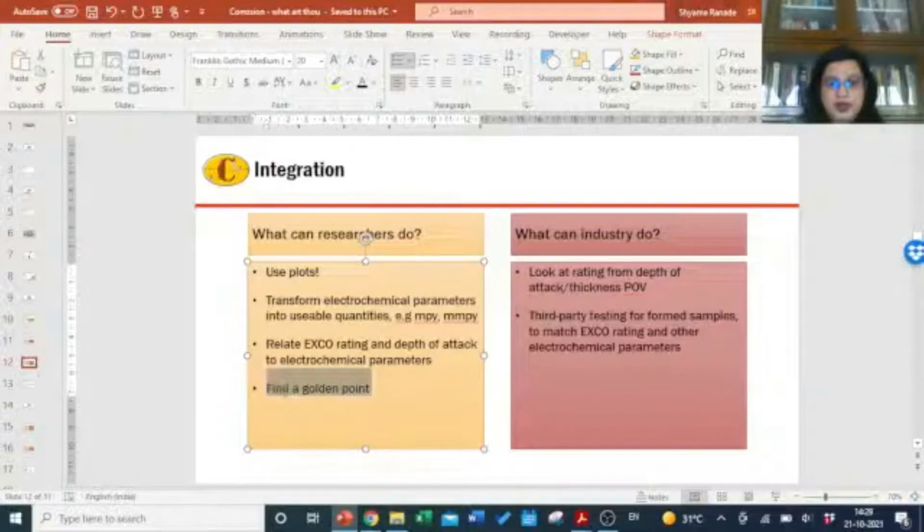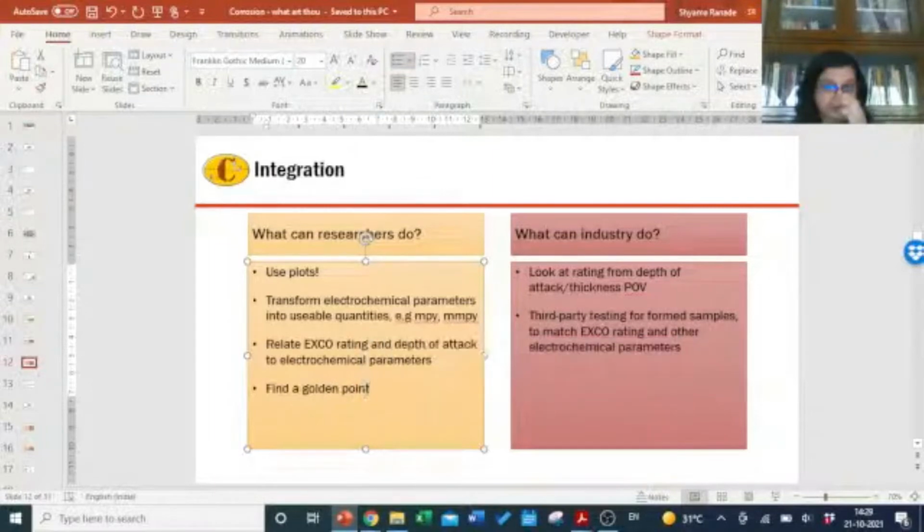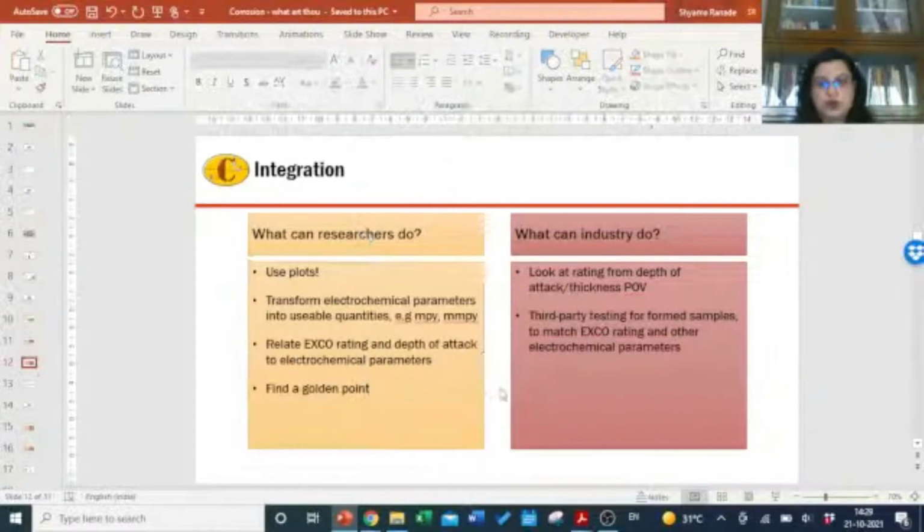Golden point means you have shown that your particular alloy is working well in exfoliation testing. You can then go on to say that this particular rating and this depth of attack would be the best possible condition, and this would then be useful to directly put into work in the industry.